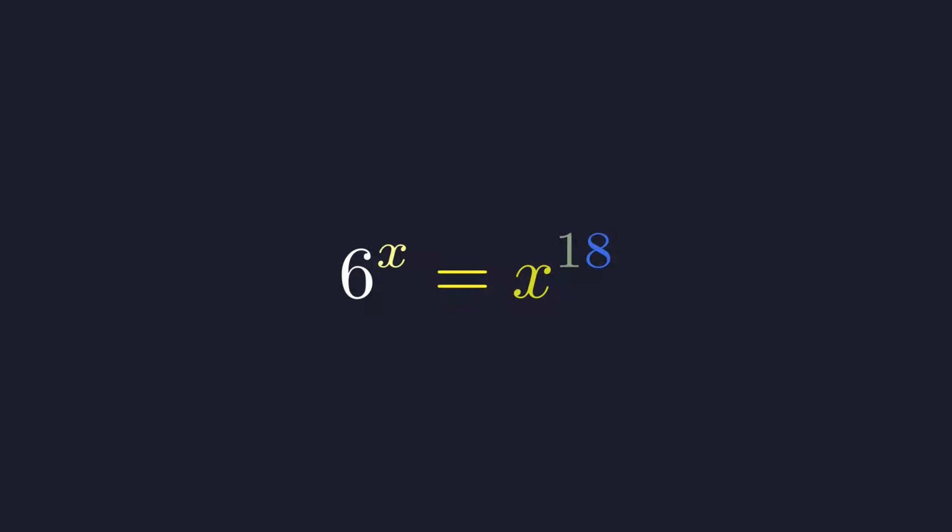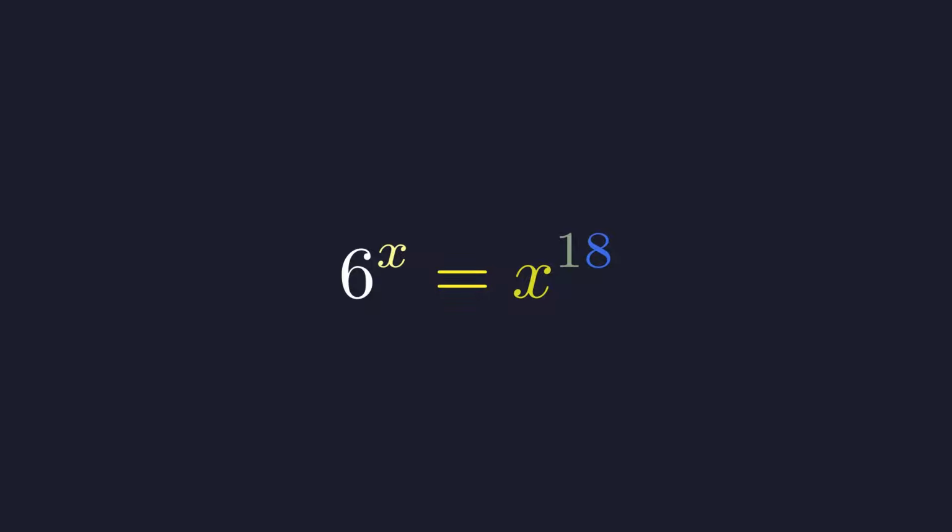Now, here's where we need to be careful. In general, when you take the 18th root of x to the 18th power, you get the absolute value of x. But since we're assuming x is positive in this case, the absolute value of x is just x itself. So we can simplify our equation to this much nicer form.